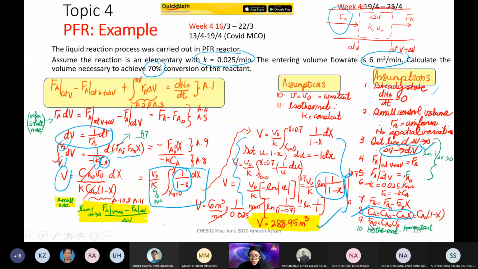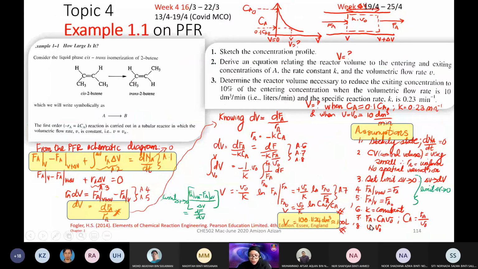That is just to show you the mathematical functions. The next one is, again, deriving the equation for the reactor volume: determine the reactor volume necessary for K, then for the volumetric flow rate, and we have the volumetric flow rate to reduce the exiting concentration to 10%.